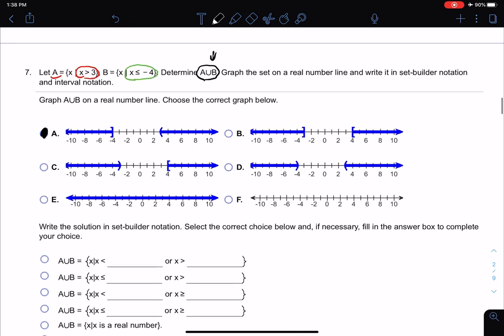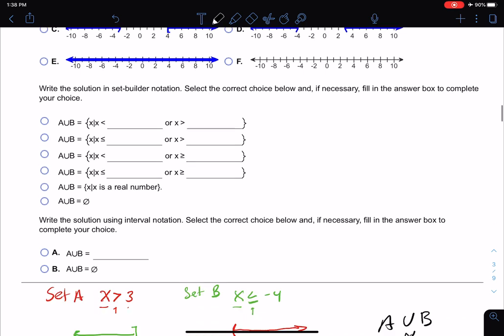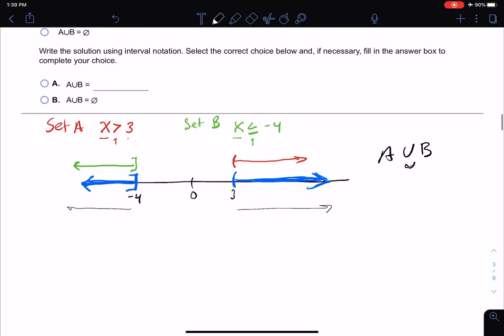And what's next? Write the solution in set builder notation. Okay. With set builder notation, the nice thing is that when you have values going off in one direction and values going off the other direction, interval notation is actually harder, and set builder is probably a little bit easier. All you have to do is copy down what I have in red right there.